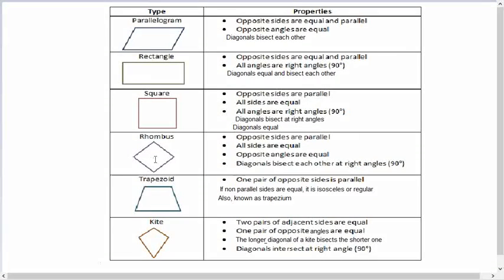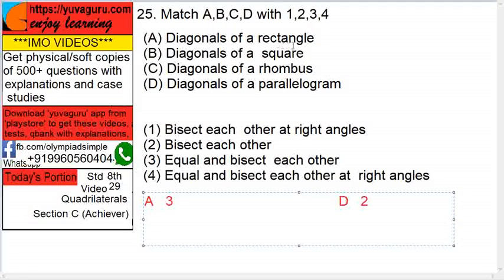See, the difference between square and rhombus is that diagonals bisect each other at 90 degrees for both, but for a square they are equal, for a rhombus they are not equal. Now B, diagonals of a square, they are what? Equal and bisect each other at right angles, right? So B is 4.